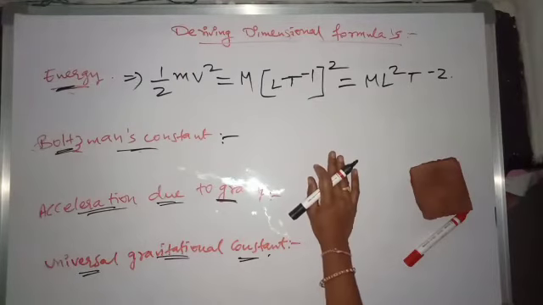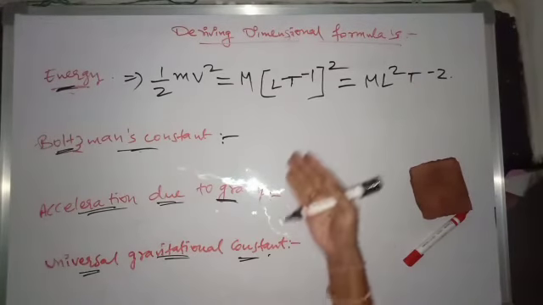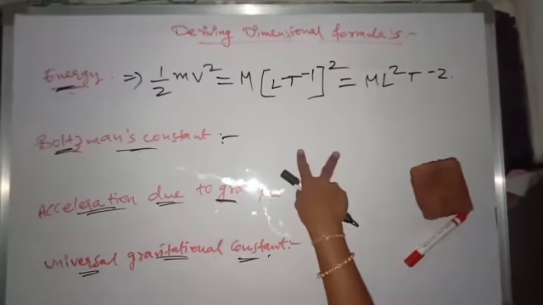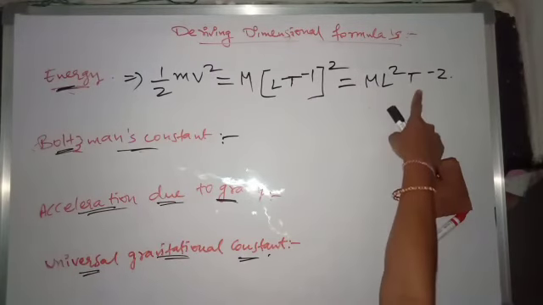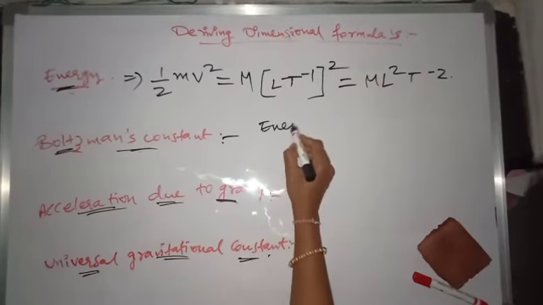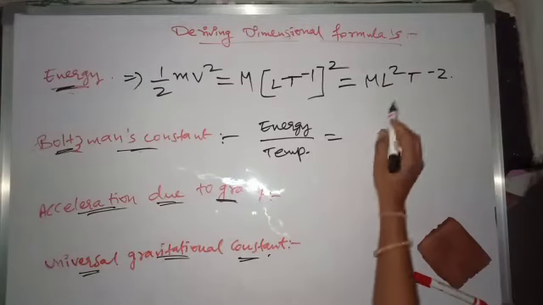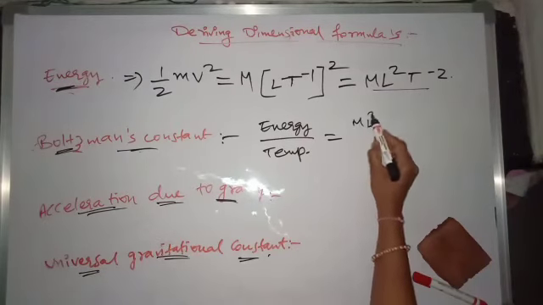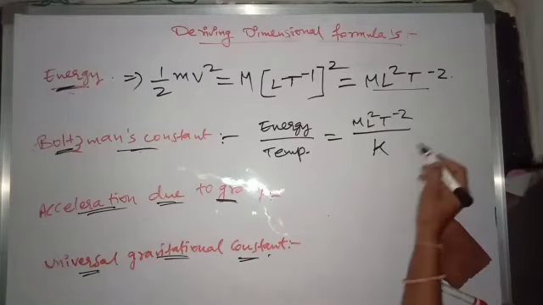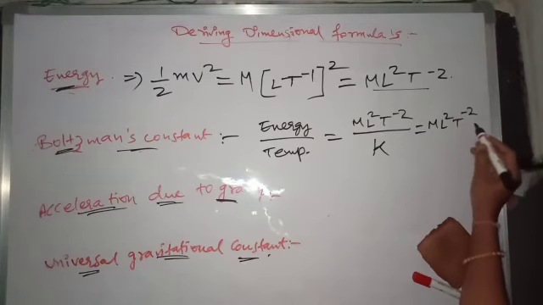The question will be like this. The dimensional formula similar to energy is, and the options are work, Boltzmann constant, acceleration due to gravity, and universal gravitational constant. Answer is work. The dimensional formula for work is also M L square T power minus 2. Okay, and coming to Boltzmann constant. Boltzmann's constant is energy per temperature. And what is the dimensional formula for energy? M L square T power minus 2 by temperature, which is measured in terms of Kelvin, K. Now the dimensional formula for Boltzmann constant is M L square T power minus 2 into K power minus 1.